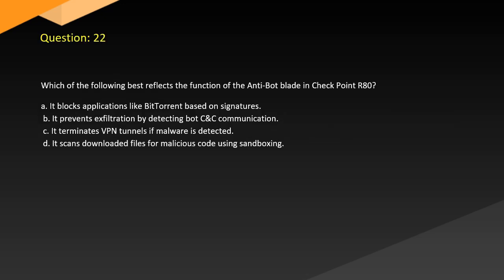Question 22. Which of the following best reflects the function of the Anti-Bot Blade in Check Point R81? A. It blocks applications like BitTorrent based on signatures. B. It prevents exfiltration by detecting bot C&C communication. C. It terminates VPN tunnels if malware is detected. D. It scans downloaded files for malicious code using sandboxing.